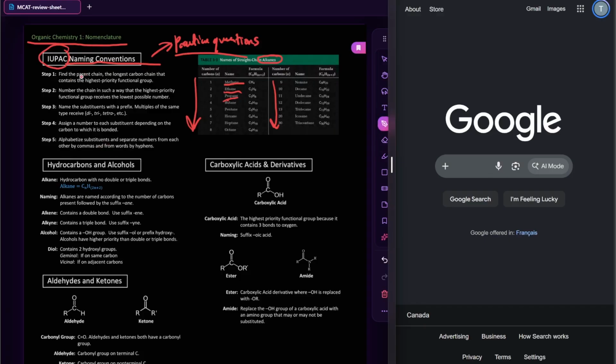So first you're going to find the parent chain, which is the longest carbon chain that contains the highest priority functional group. And then you're going to number the chain in a way that the highest priority, so what surprises me is that they didn't list highest to lowest priority group, so I'll show an image of that later. Highest to lowest priority. Name the substituents with the prefix, and then assign a number to each substituent depending on the carbon it's bonded to. So let's just go right into practice because again, like I said, organic chemistry is a lot of good practice. So let me get something up for you guys.